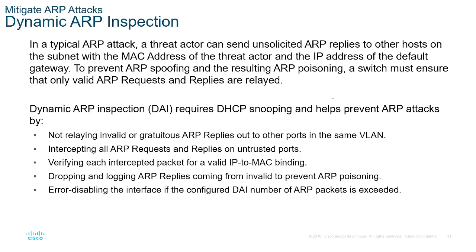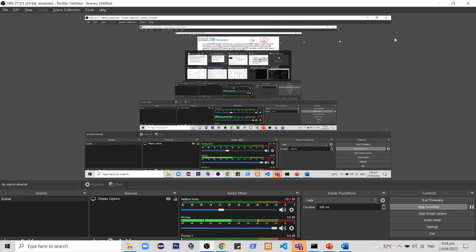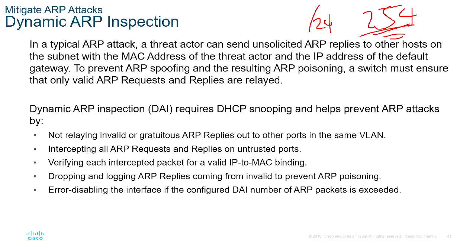In a typical ARP network attack, a threat actor can send unsolicited ARP replies to the other hosts on the subnet. So for example, yung subnet mo is /24, it means there are 254 hosts available. Yan, sa BLSM pinag-aralan yan, di ba? Now, ang ginagawa ngayon ng ARP attack is nagsesend siya ng mga ARP replies dun sa mga host natin sa loob ng subnet, and then the IP address of the default gateway. To prevent ARP spoofing and the resulting ARP poisoning, a switch must ensure that only valid ARP requests and replies are relayed.